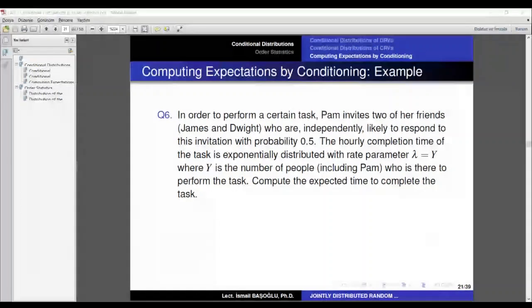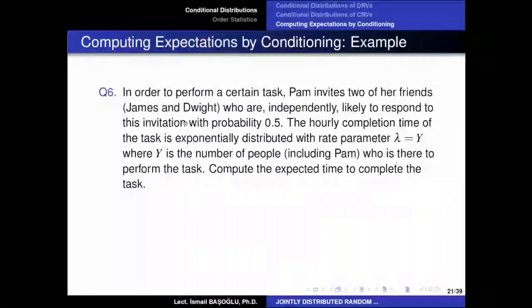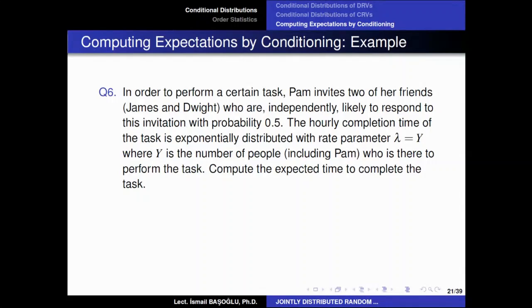The question says that in order to perform a certain task, Pam invites two of her friends who are independently likely to respond to this invitation with probability 0.5. So Pam is inviting two friends, James and Dwight. James is going to participate in this invitation with 0.5 probability, and Dwight, independent of James, is going to participate with again 0.5 probability. So this part of the question tells us this.